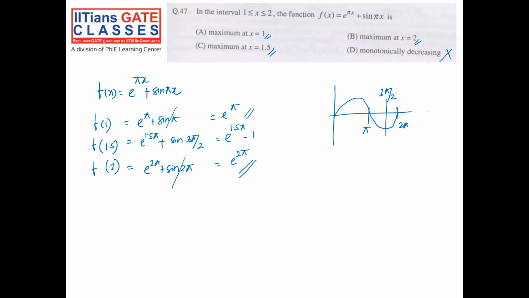It's not monotonically decreasing. And out of these values, we can clearly say that we are getting the maximum value at f of 2. So maximum at x equal to 2 is the correct answer in this case. Because if you compare the other values of the function, it is pretty straightforward that we are finding the maximum value at x equal to 2. So option B is correct in this case.